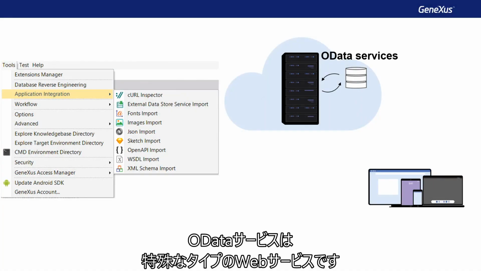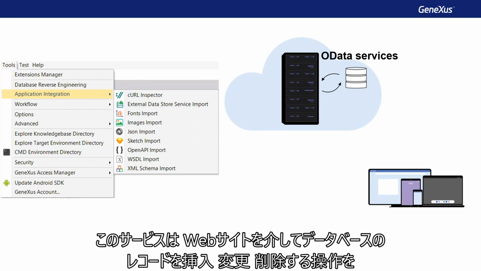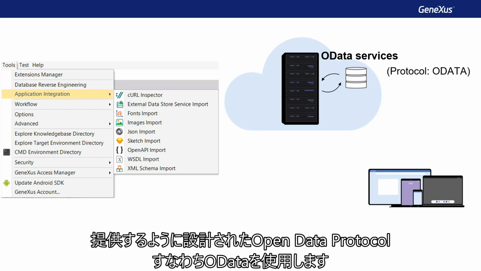OData services are a special type of web services. These services use the Open Data Protocol, OData, designed to provide operations that insert, modify, or delete records in a database through a website.